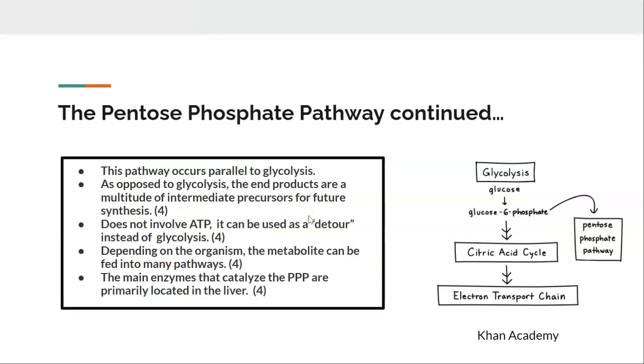Additionally, it has ties to the glycolysis pathway because it occurs parallel to glycolysis. As opposed to glycolysis, which generates ATP, the end products are a multitude of intermediate precursors for future synthesis. It does not involve ATP, however, it can be used as a detour inside glycolysis.